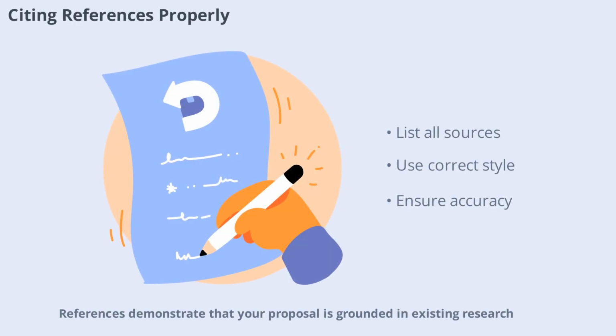References demonstrate that your proposal is grounded in existing research. List all the sources you've cited, following the required citation style. Accurate referencing not only gives credit to other researchers but also strengthens your proposal's credibility. Double-check your references for completeness and consistency. In the next scene, we'll discuss how to write a compelling abstract.